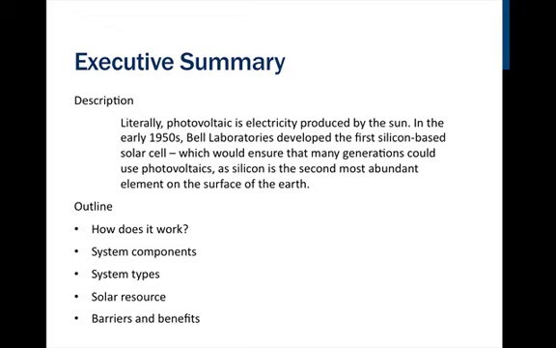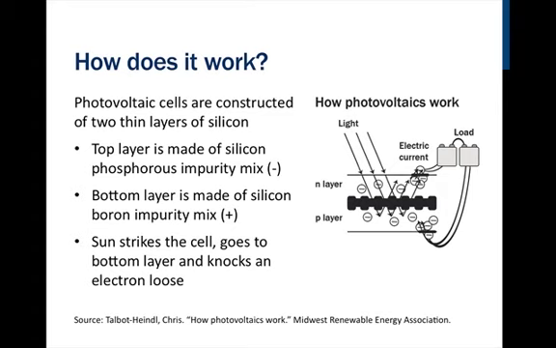In the early 1950s, Bell Laboratories developed the first silicon-based solar cell, which would ensure that many generations could use solar electricity, as silicon is the second most abundant element on the surface of the Earth. In this section, we'll discuss how photovoltaics work, system components, system types, the solar resource, and barriers and benefits to solar electricity. So how do photovoltaics work?